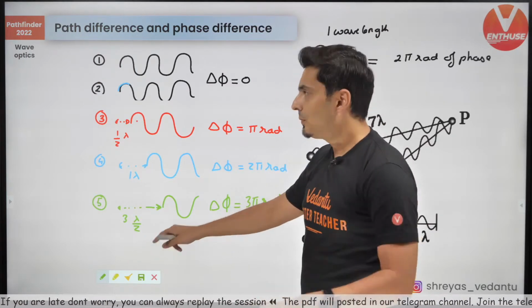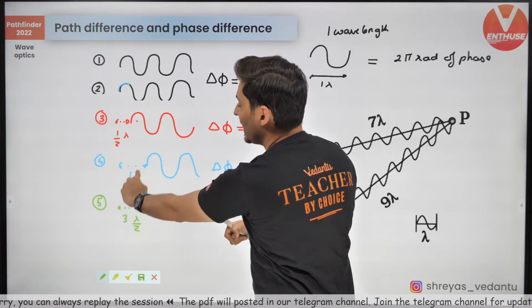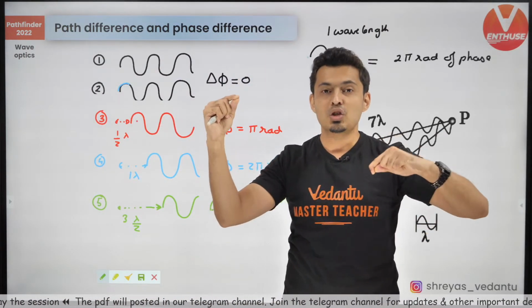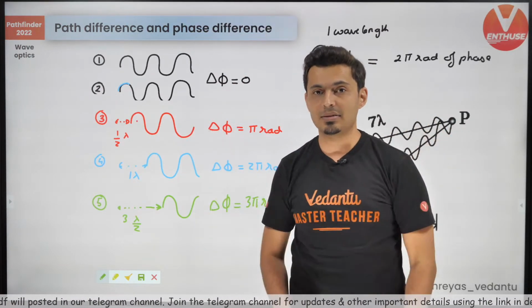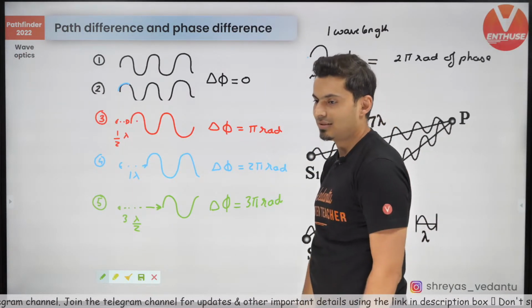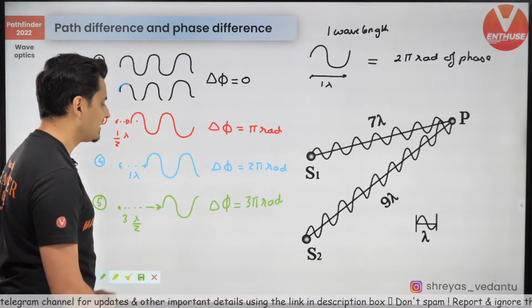Yep. So now this difference between any two waves is called the path difference. When one wave starts and when the second wave starts, that difference is called the path difference. A path difference leads to phase difference. What does a path difference lead to? Phase difference. Keep this in mind.